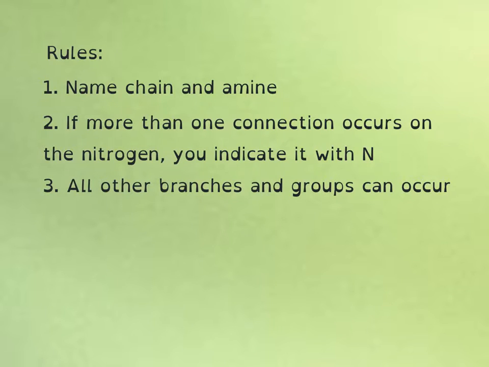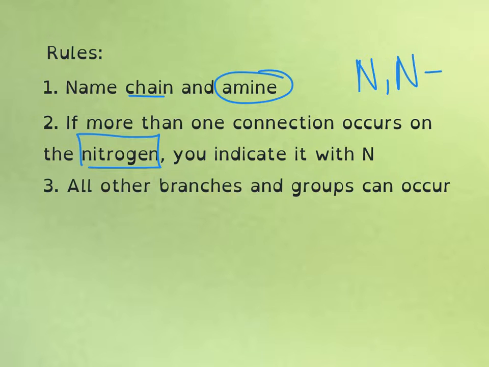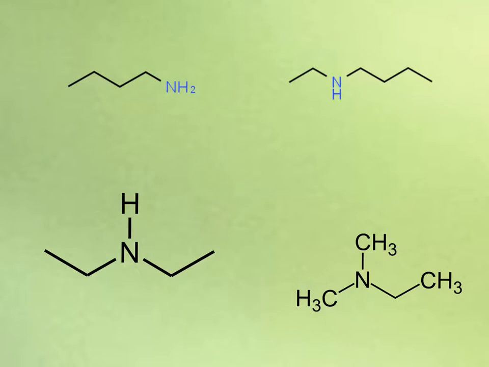So here are the rules, and you'll notice that these are much shorter than some of the other functional group rules. You are going to name the chain and add the word amine. If you have more than one connection happening on your nitrogen, you indicate it with an N. And I have seen, like you might see N, comma, to indicate that there's 2 things attached to that nitrogen group. You can have other branches and groups, and you could have even double bonds occur in the structure of the whole molecule. So let's look at some examples.